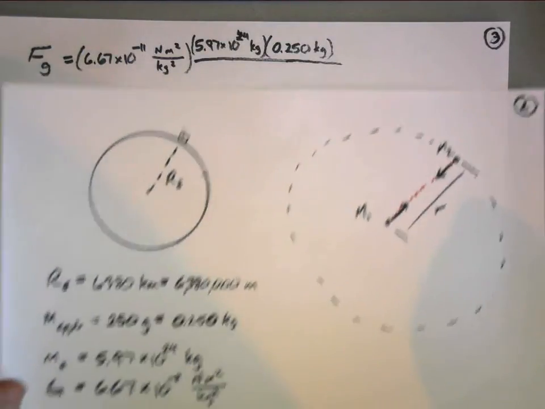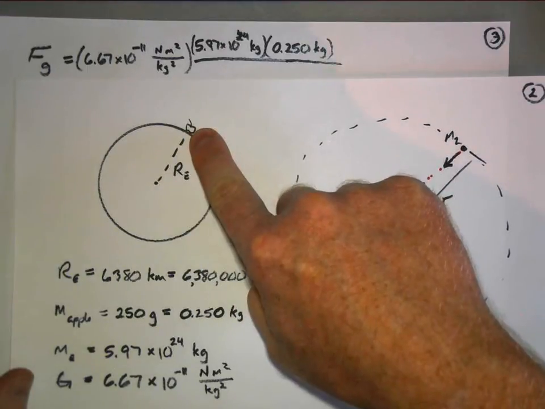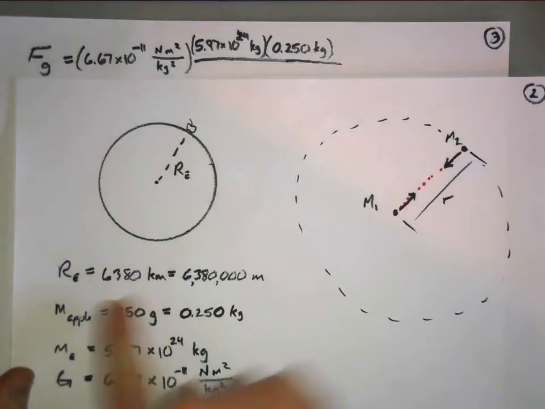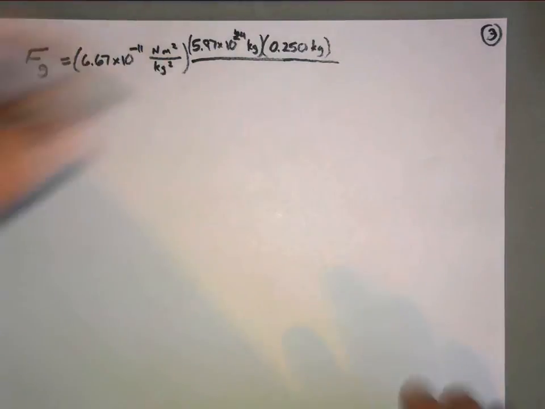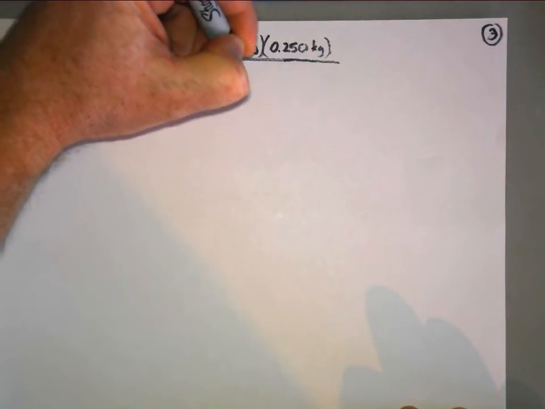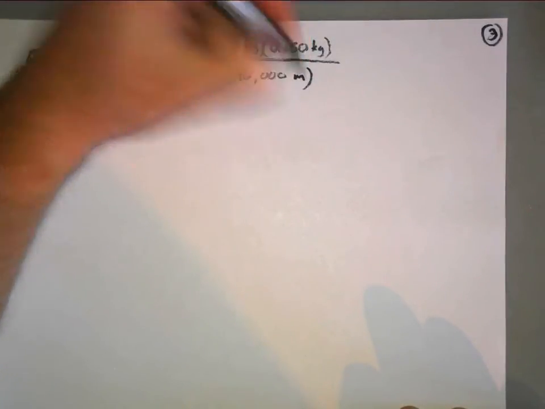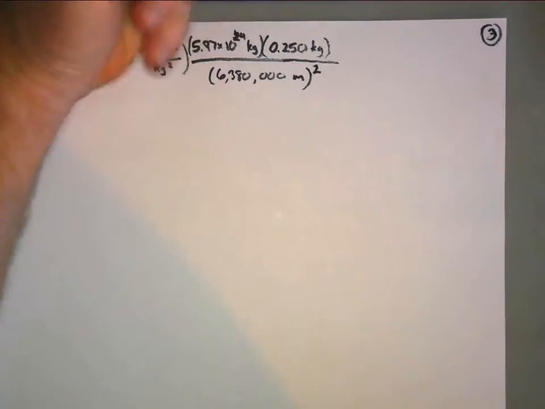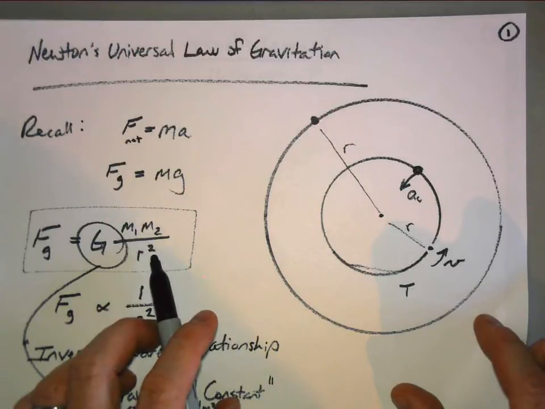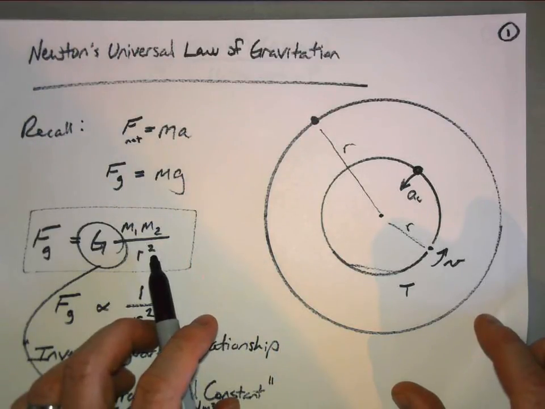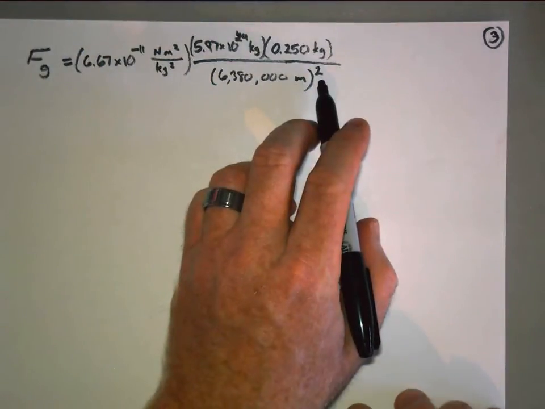So the radius, the distance between the centers of these two objects. So from the apple to the center of the Earth. Well, that's just going to be Earth's radius. So there we go, 6,380,000 meters. But that is squared. Okay, so this happens from time to time. You have an exponent in an equation, and sometimes the exponent accidentally gets left off when you're solving an equation. Watch that. Be careful of that, so don't lose track of that guy.